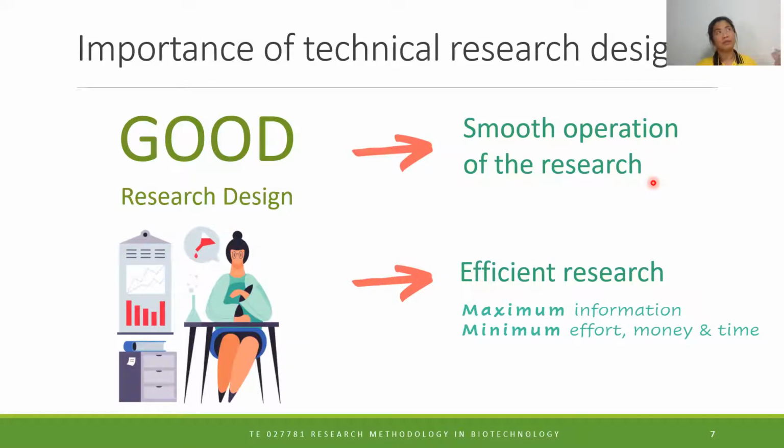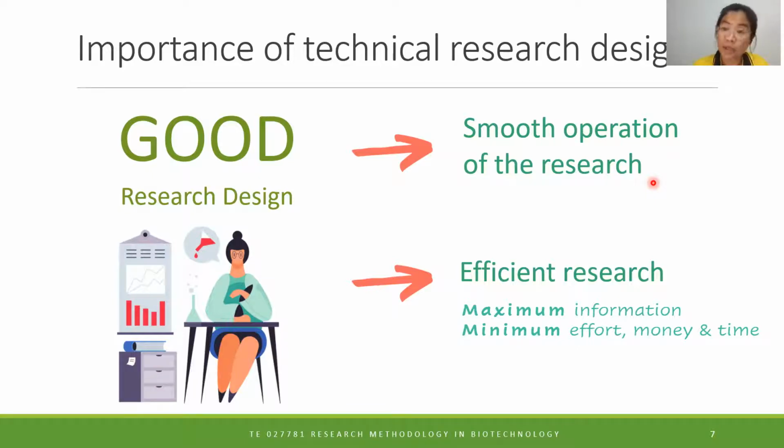For example, sometimes we know what we are going to analyze and what instrument we are going to use, but we forget to check whether we have that instrument available. That is a part of research design. If you don't think about that, you get stuck somehow.